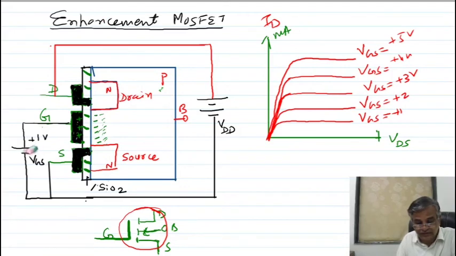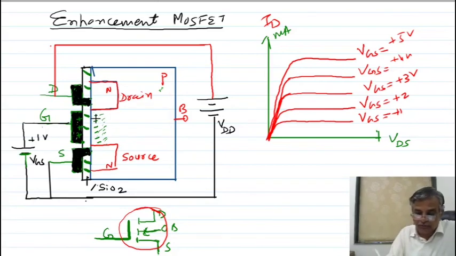When VGS is 0, current does not flow. Remember, when VGS is 0, current does not flow here, in the enhancement MOSFET. What is important now? Look here. I am keeping VGS equal to 0.5 volt. Sufficient charge is not induced, so current does not take place.